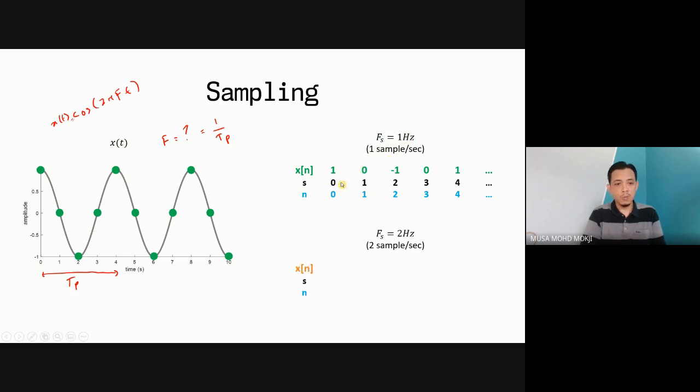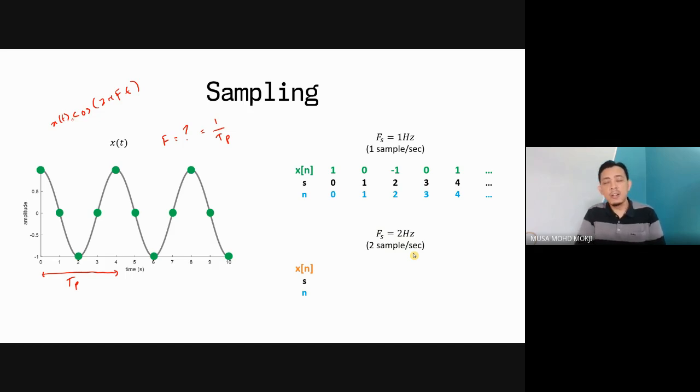Let's look at another situation. Now we want to use a sampling frequency equal to 2 Hz. What does that mean? It means that we want to take 2 samples every second. 1 Hz, 1 sample every second. 2 Hz, 2 samples every second. If you have 1 kilohertz, it means you're going to take 1,000 samples every second, and that's quite normal.